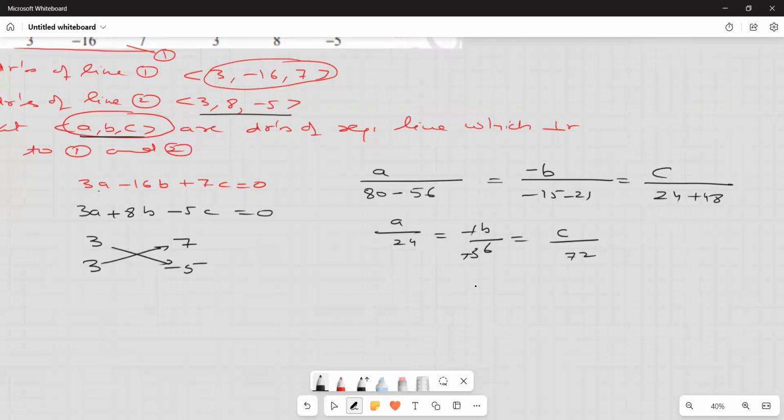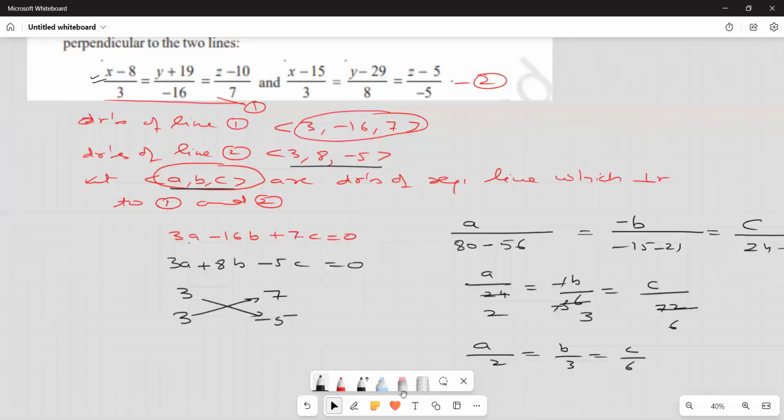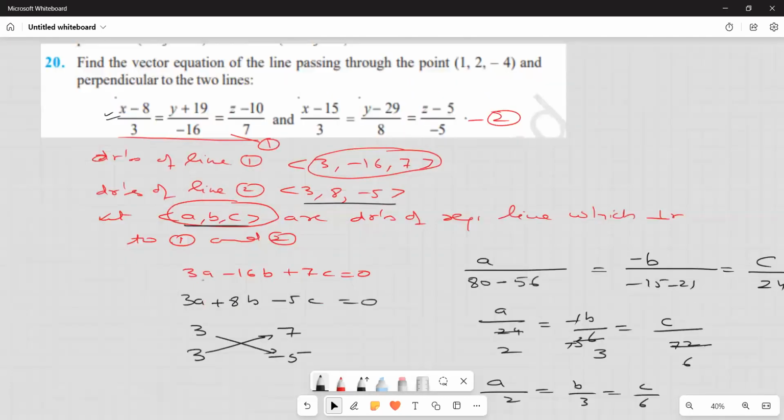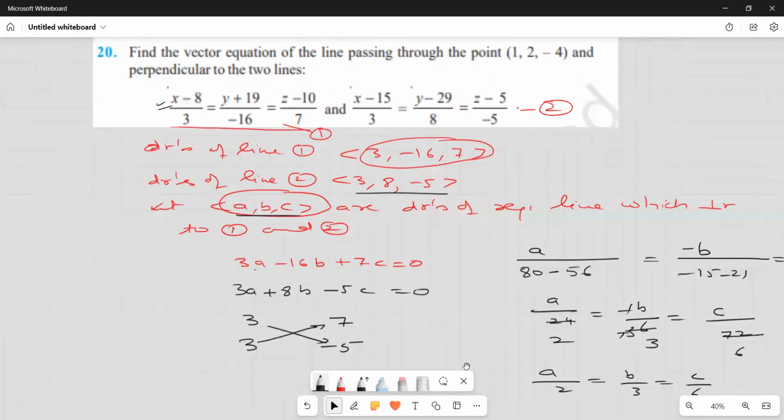So it is 12 twos are, 12 threes are, and 12 sixes are. So A upon 2, B upon 3, C upon 6. These are the direction ratios of the required line. Clear? And ABC we have the point. Can't you write the equation now? Vector equation you have to write.